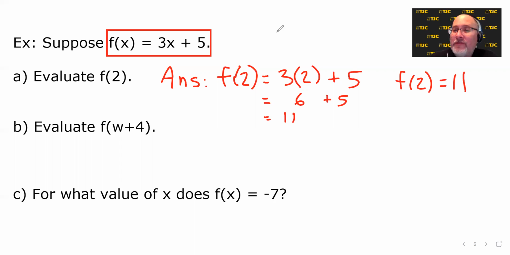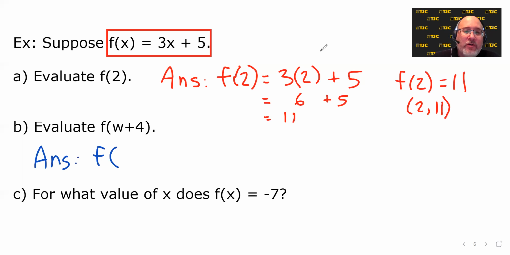Now, every time you do a function notation problem, you generate an ordered pair. As an ordered pair, this would be 2, 11. The input is the x, the output is the y. Now, the second one looks harder than it is. Evaluate f of w plus 4. When your input is more than a single number, nothing changes. You just have to proceed with caution. Now, there is a systematic way to do this, and I'm going to show you this. And maybe you can do this without the systematic approach.